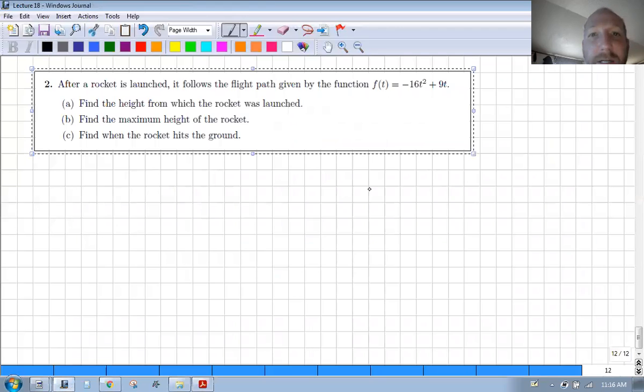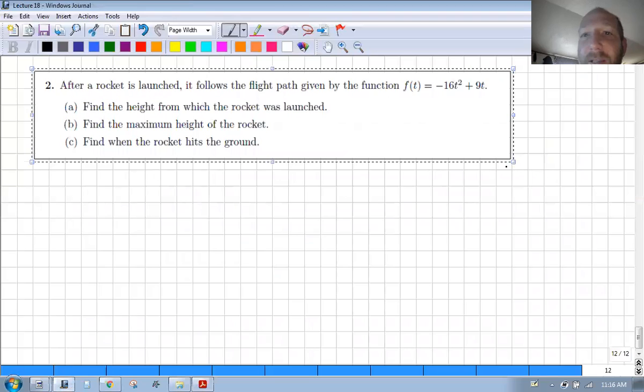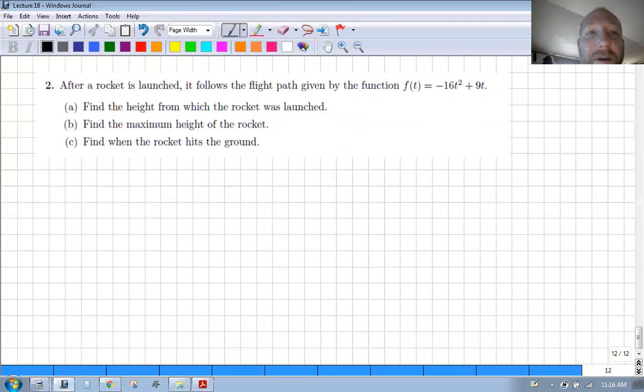All right, another rocket with a flight path F. Find the height from which the rocket was launched. Well, at time 0, it's at a height 0. So 0 is the height it's launched at.